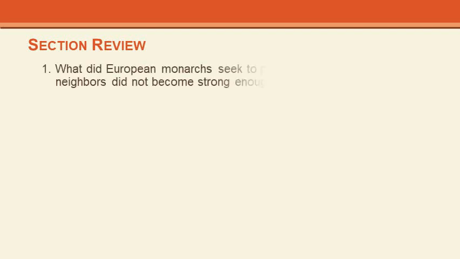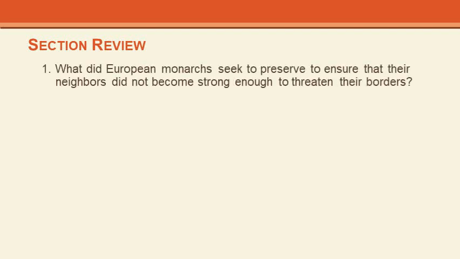Okay, a little bit of review. What did European monarchs seek to preserve? Starts with a B. The balance of power.